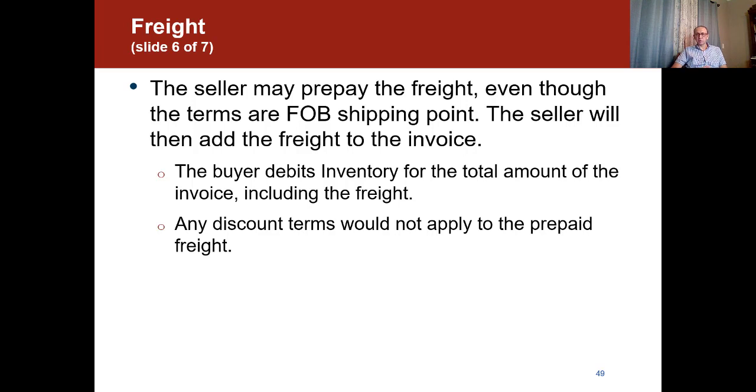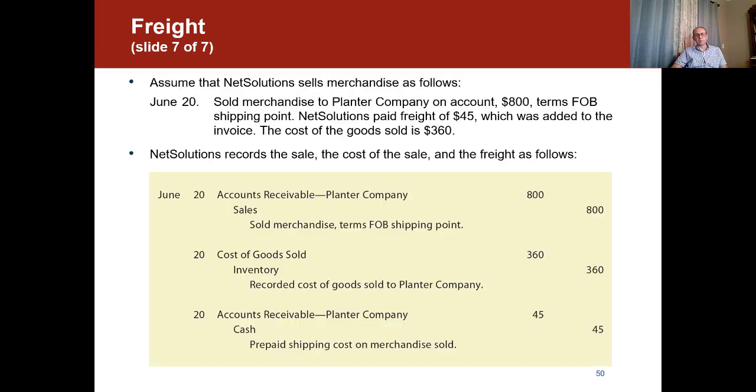So the buyer debits inventory for the total amount of the invoice, including the freight, and any discount terms would not apply to the prepaid freight. It would only apply to the sales transaction, but not to the shipping cost. And that's one of the common issues that some students miss. So I'm just trying to make it clear for you.